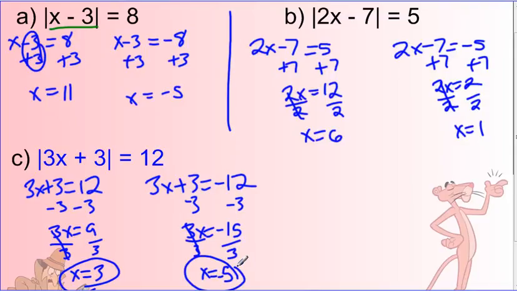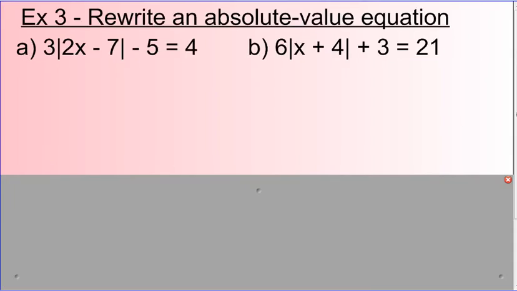And that's all there is to it. So you set the stuff inside the absolute value equal to a positive 12 and equal to a negative 12. Then you solve each problem separately. Okay. Now, let's see what happens if we have other stuff in the problem.